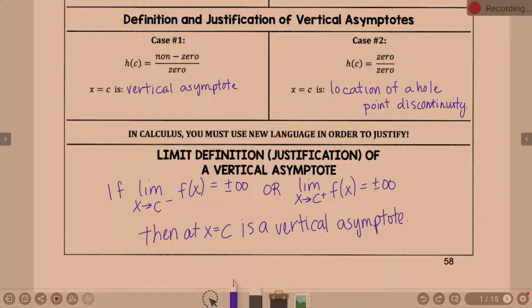Now, example 3. Wait, let me move the screen here a moment. Example 3, we're going to use this function to find any vertical asymptotes that could exist, and we're going to justify our answer using limits. So, in order to talk vertical asymptotes, what must we do here? We're going to have to start off factoring.